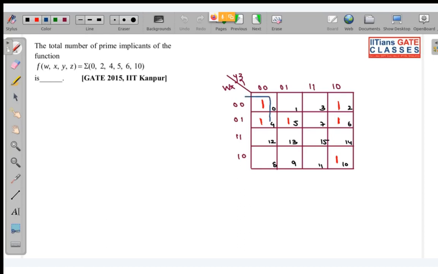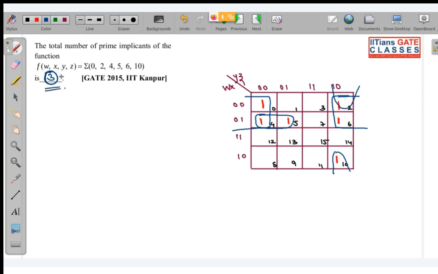So you can see I can make a group of 4. I can make a group of 4 like this. Then I can make a group of 2 like this. Okay. Then one more group of 2 I can make like this. Okay. So in total there are 3 prime implicants. Okay. 3 prime implicants. So what is the answer?